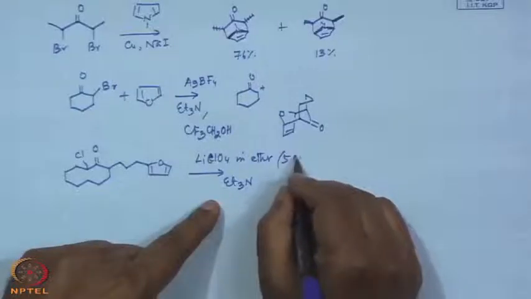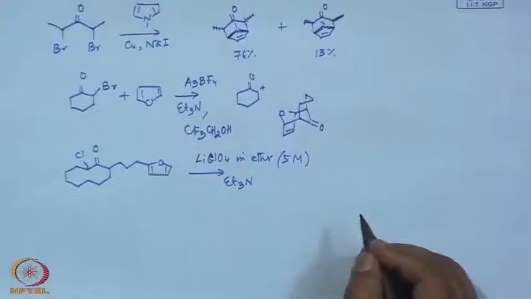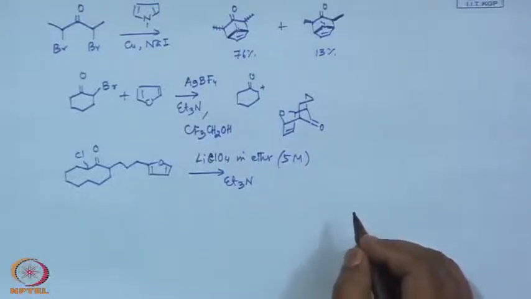This lithium perchlorate was actually used long back by a pretty unknown scientist as a polar solvent. That means ether is a solvent, perfectly all right, but if you put a little bit of lithium perchlorate, to the extent of 5 molar, actually the saturated solution of lithium perchlorate in ether is a 5 molar solution, it becomes a very polar solvent. The solvent becomes very polar.